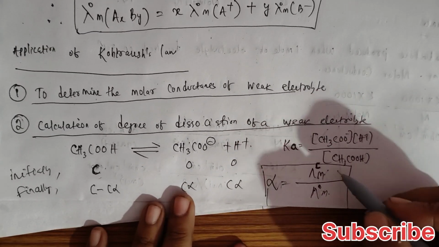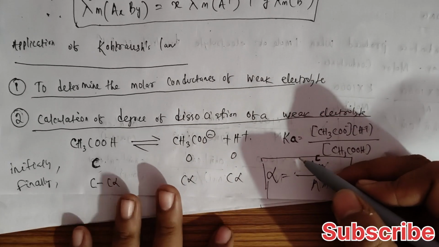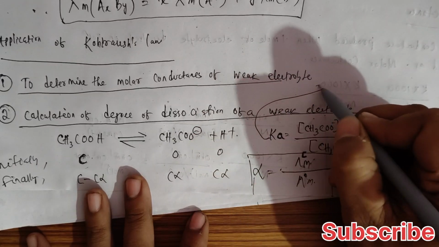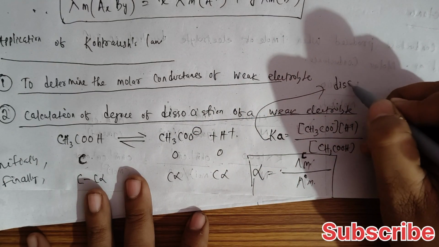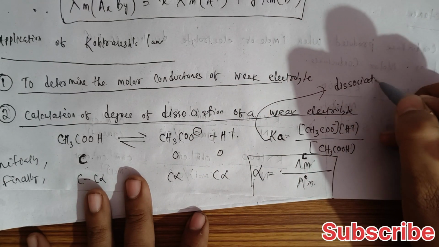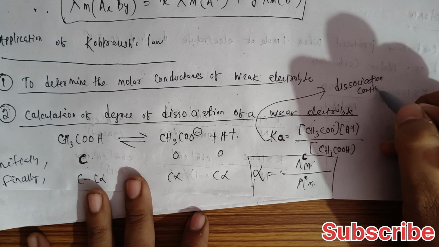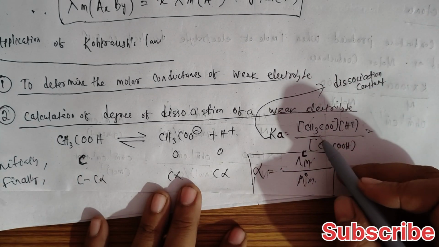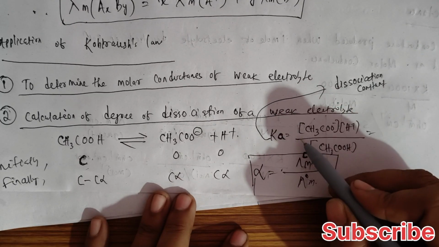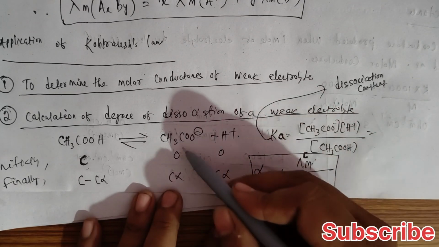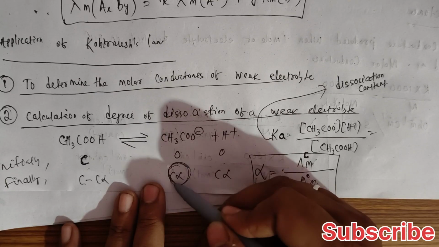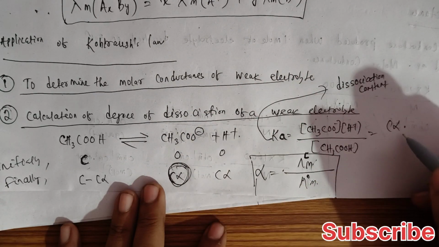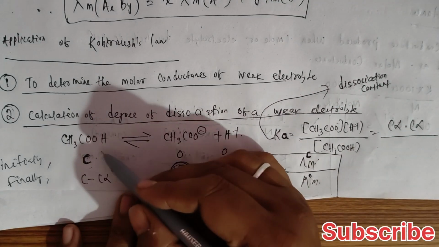By using the degree of dissociation, we can also calculate the Ka value. This is called the dissociation constant. By putting in all these values, we can easily get the value of Ka. As you clearly see, in the place of CH3COO minus, C alpha is present, whereas H plus is also C alpha. Then CH3COOH is C minus C alpha.